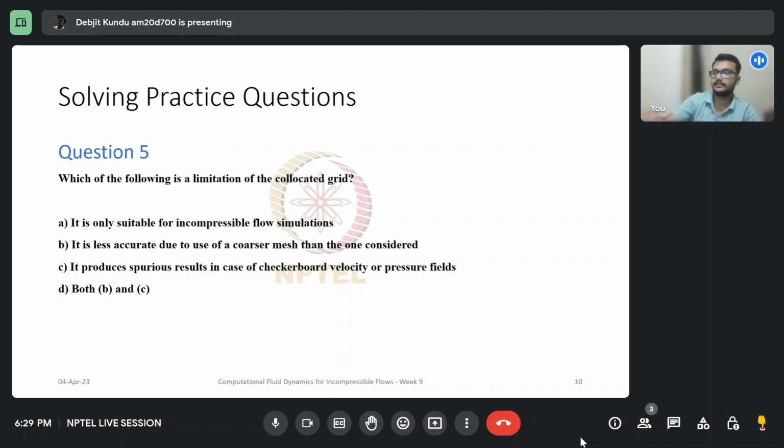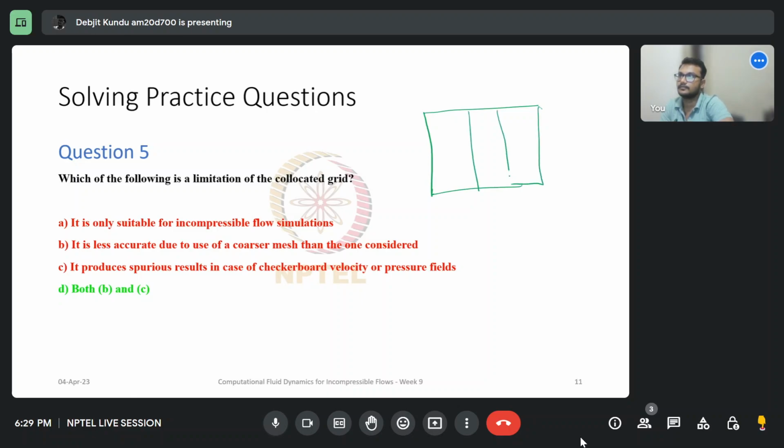So we will take a look at the answer. The answer is option D, both B and C. So let's say what we do in collocated grid is something like this. So let's say this is the pressure point P, this is the east point E, the west point W, the north point N, and the south point S. And here in the face we have small e, small w, small n, and small s.